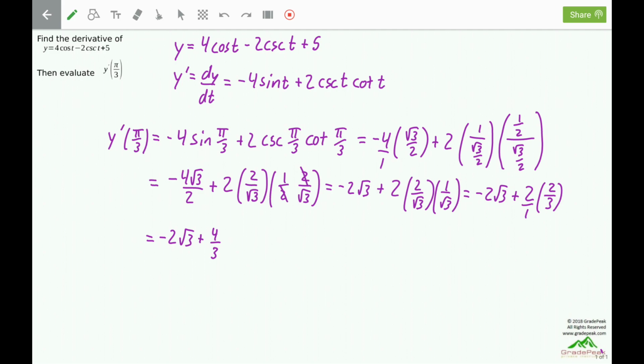It is always possible, if we want to get a common denominator between these two terms, I can multiply that first expression by 3 over 3 and write it as negative 6 root 3 over 3 plus 4 over 3. And now we can add these together over that common denominator. So negative 6 root 3 plus 4, divided by 3.